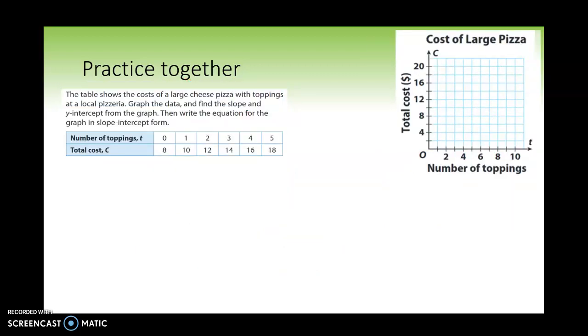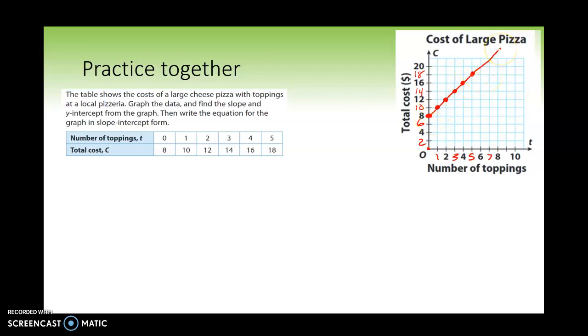All right, let's see how many of these we can graph. We got 1, 2, 3, 4, 5, 6, 7. We got, let's go by 2, 4, 6, 8, 10, 12, 14, 16, 18. Okay, let's graph these. So I got 0, 8. Let's start at 0, 0, go up to 8, go 1, go up to 10, and we go to 2 and 12. It looks like it's going up like this. Okay, and make a line.